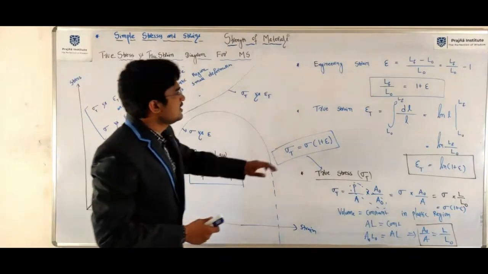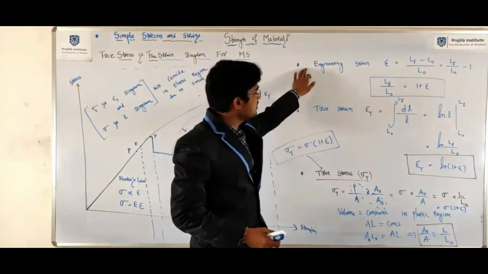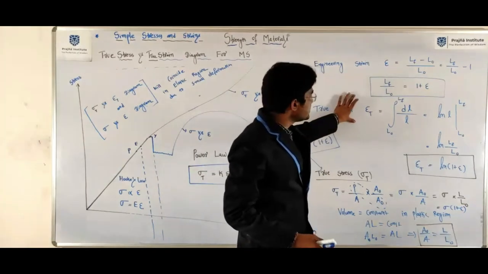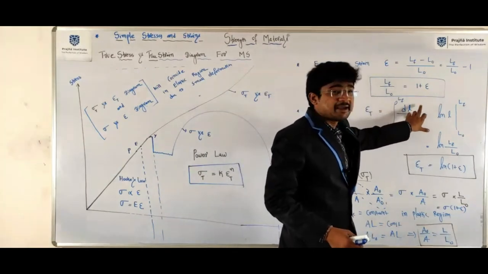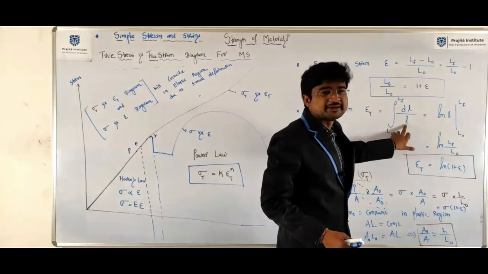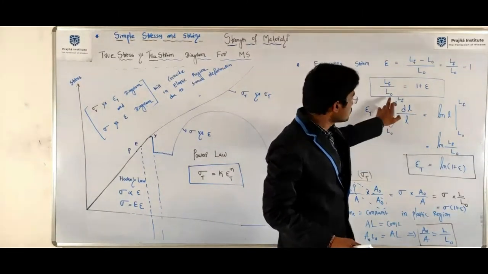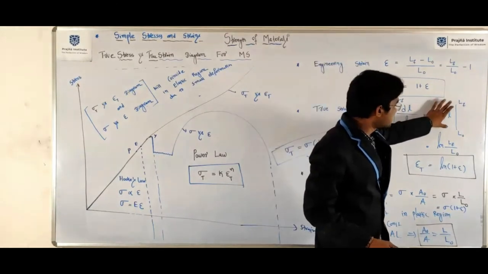It is very simple. Start with engineering strain and you will get this particular relation. Next, true strain is nothing but change in dimensions by instantaneous dimension. To calculate the strain, we need to integrate from L naught to L final. Just apply the limits.